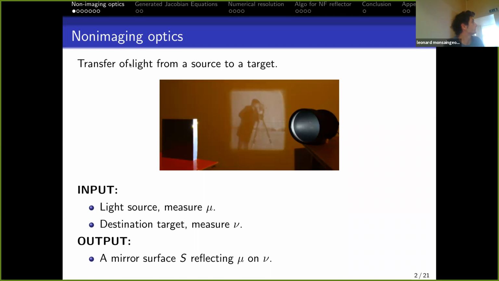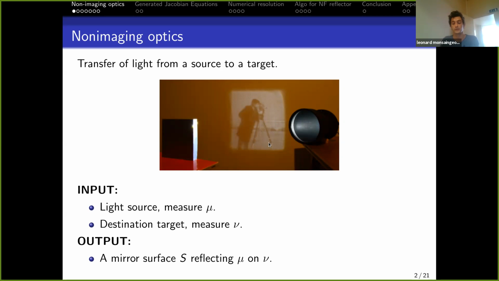So first of all, what is non-imaging optics? The inputs of the problem are a light source, which will be represented by a measure mu, and a target, which will be represented by another measure nu. The aim of the problem is to construct a mirror surface that will reflect the measure mu towards nu. This is an inverse problem because the original problem would obviously be to have the light source and the mirror, and to compute the target, which would be derived by Snell's law.